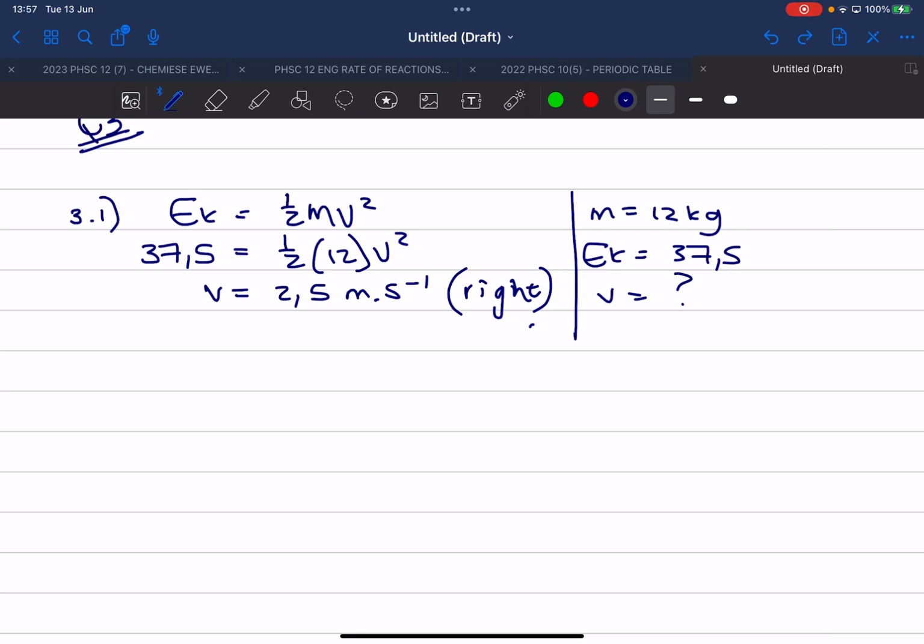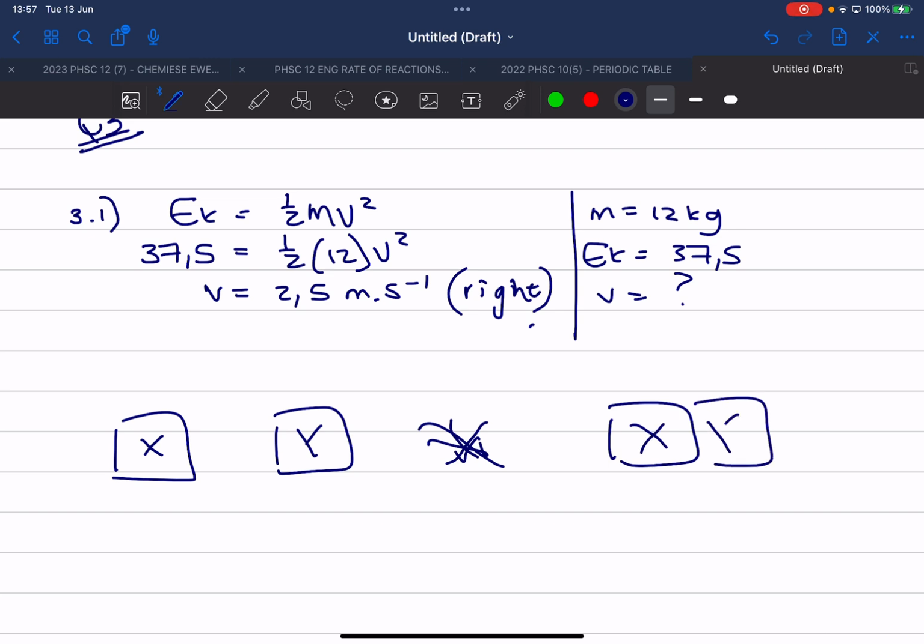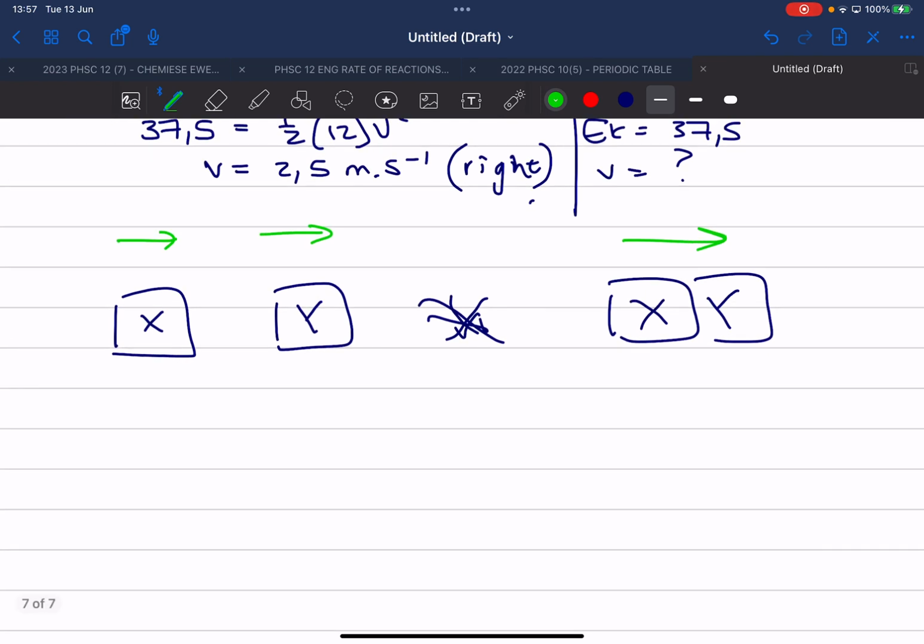Okay. Right, so we have the trolley X, trolley Y, and then we have a collision, and then they stick together, X and Y. Hulle sê vir jou hier, hy beweeg regs, regs. Afterwards, they will also be moving to the right. This one's velocity was 3.2, and we calculated this one is 2.5. This one's mass is 30, and this one's mass is 12. And we do not know what the velocity is afterwards.